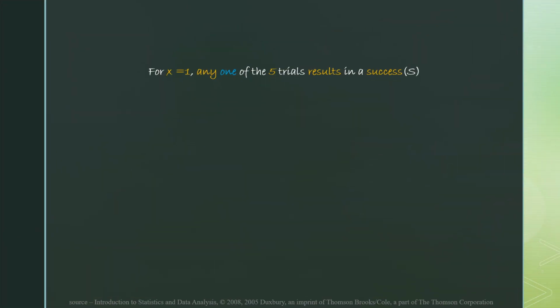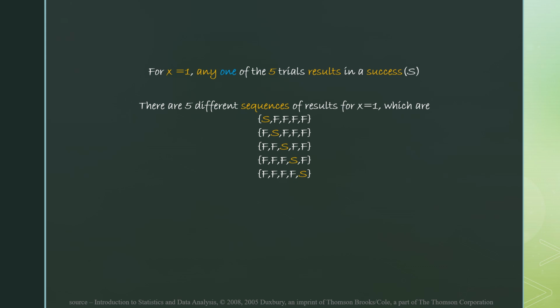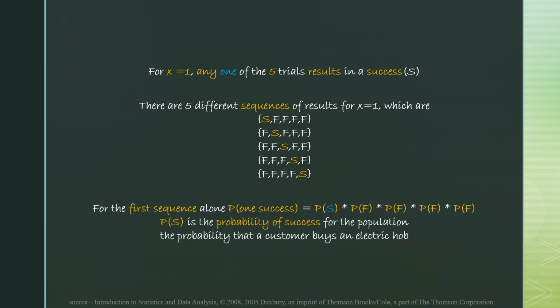For x equals 1, any one of the 5 trials results in a success S. There are 5 different sequences of results for x equals 1, which are as follows. For the first sequence alone, probability of 1 success equals probability of S multiplied by probability of F raised to the power 4, where probability of S is the probability of success for the population. In other words, the probability that a customer buys an electric hob.